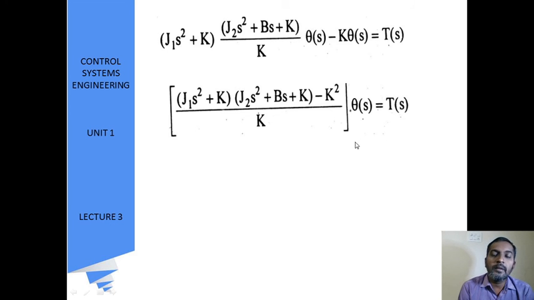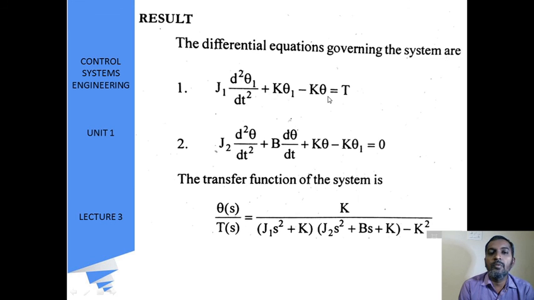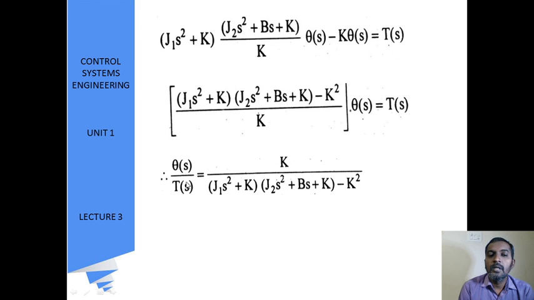As we require the transfer function theta of s by T of s, it can be written as theta of s by T of s is equal to k by (J1 s square plus k) into (J2 s square plus bs plus k) minus k square. Therefore the required transfer function theta of s by T of s is equal to k by (J1 s square plus k)(J2 s square plus bs plus k) minus k square.